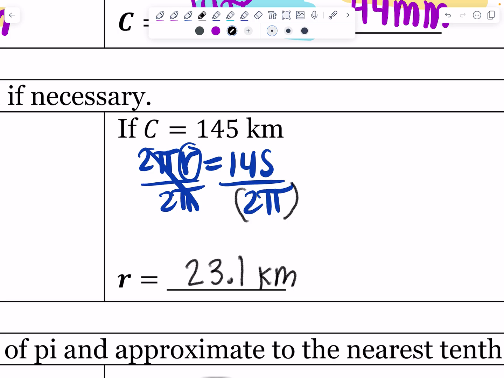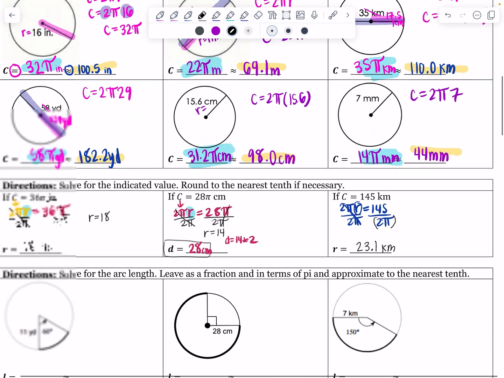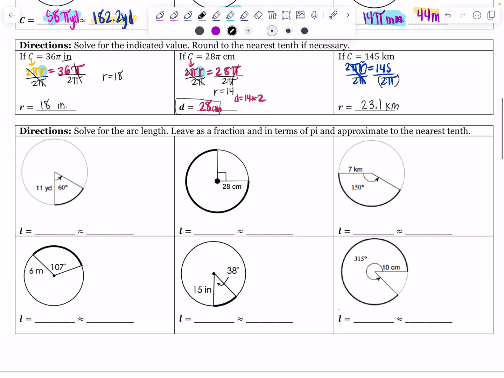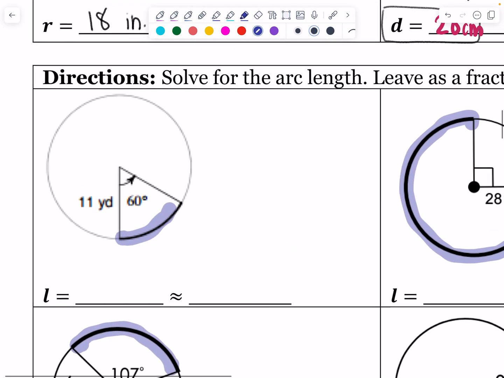Now, it did not ask me for my diameter, so I'm going to leave that as the value for the radius. All right. So now we're working with finding arc length. So instead of finding the entire circumference, I'm just finding these blue amounts. So you can see that they're darkened. I'm going to darken them even a little bit more so you can see them. So all of these should be a value less than the total circumference because this is a fraction of the circumference. So it says solve for the arc length, leave as a fraction and in terms of pi and approximate to the nearest tenth. So let's do this.